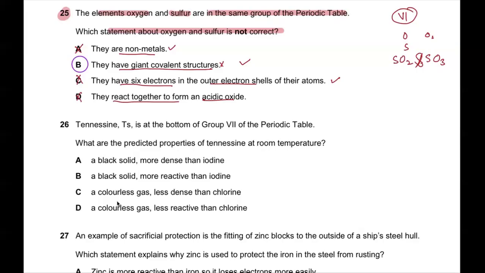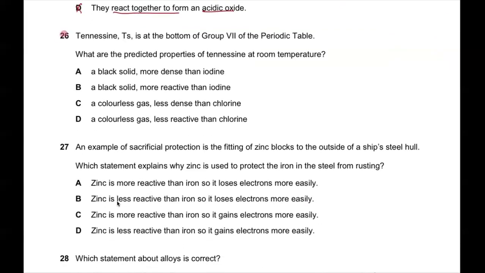Yes, sir. Okay. Now, MCQ number 26. Tennessine, Ts, is at the bottom of group 7 of the periodic table. What are the predicted properties of tennessine at room temperature? If you recall group 7 in the periodic table, it's fluorine, chlorine, bromine, iodine, astatine, and then we have Ts.